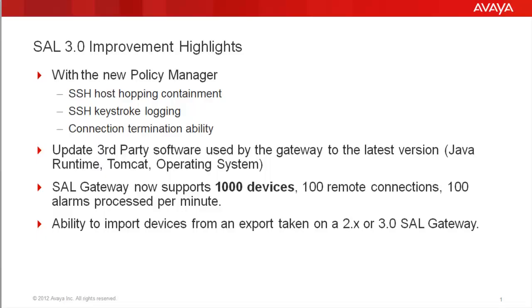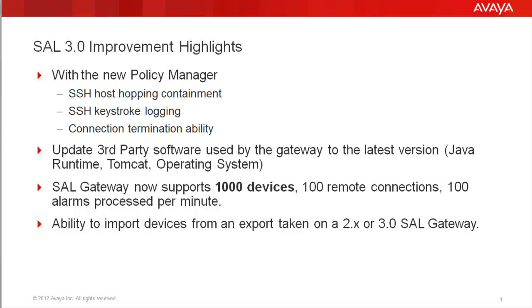First of all, let's review the improvement highlights of SAL 3.0. With the new policy manager, the SSH host hopping containment and SSH keystroke logging features have been introduced, as well as the ability to terminate existing connections has been added.